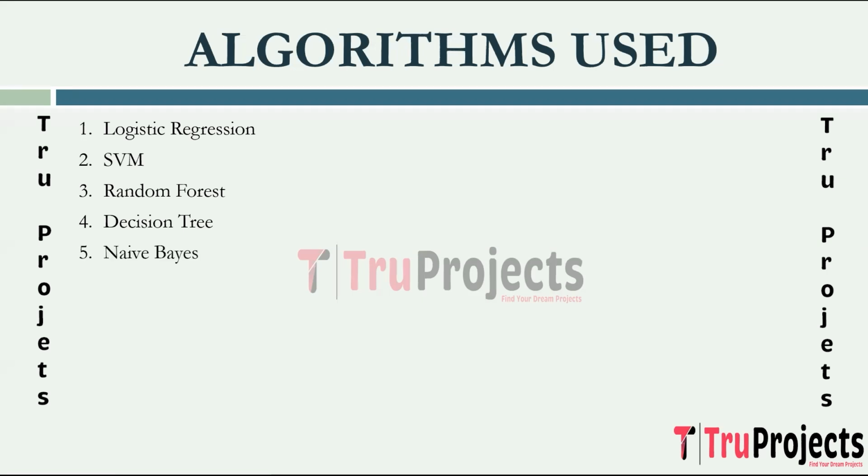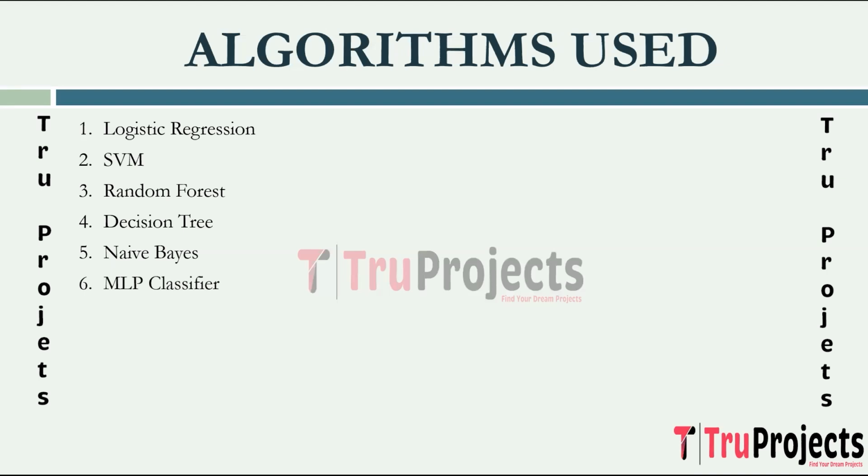The next algorithm is naive Bayes. It is a probabilistic algorithm based on Bayes' theorem. It assumes that features are conditionally independent given the class, leading to a naive assumption. Naive Bayes is particularly effective for text classification tasks due to its simplicity, speed, and suitability for high dimensional data, and it is often used for spam filtering and sentiment analysis.